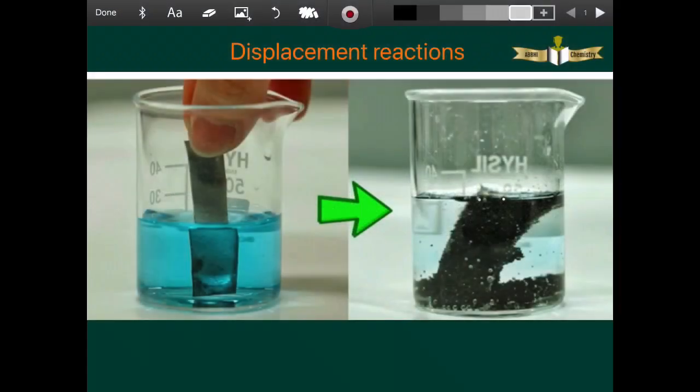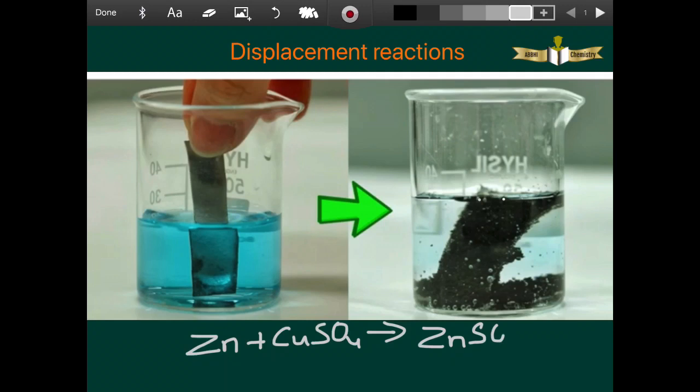So what has happened right now? The blue color of copper sulfate is turned white because the zinc is displacing copper. The zinc is displacing copper, forming zinc sulfate, which is a white or transparent liquid, plus copper. Zinc and copper. The white or transparent liquid is nothing but zinc sulfate.